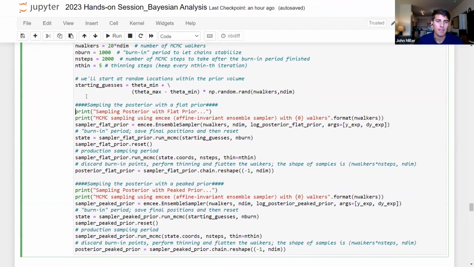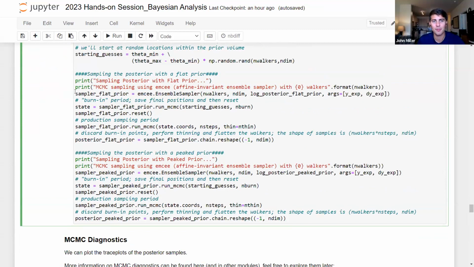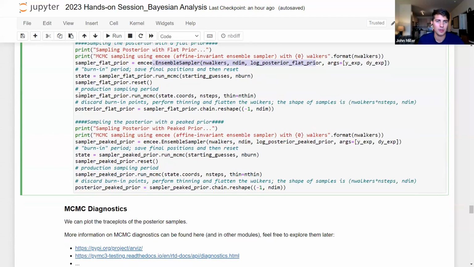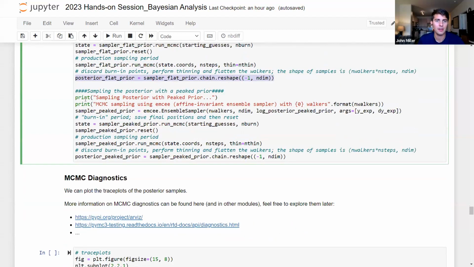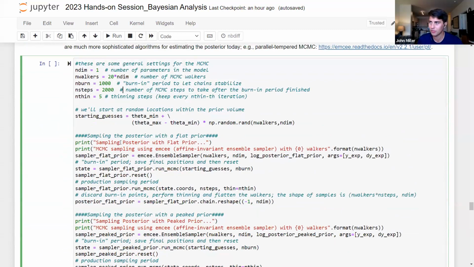And so then what we're going to do is our sampling here. We'll sample from our posterior using the flat prior. And then we are going to do our thinning and burn-in and retain those samples. And then we're going to do the exact same thing, but using the peaked prior. And we'll see a little later that we're going to get different results from those 2 different prior distributions. And so now let's run this sampling.